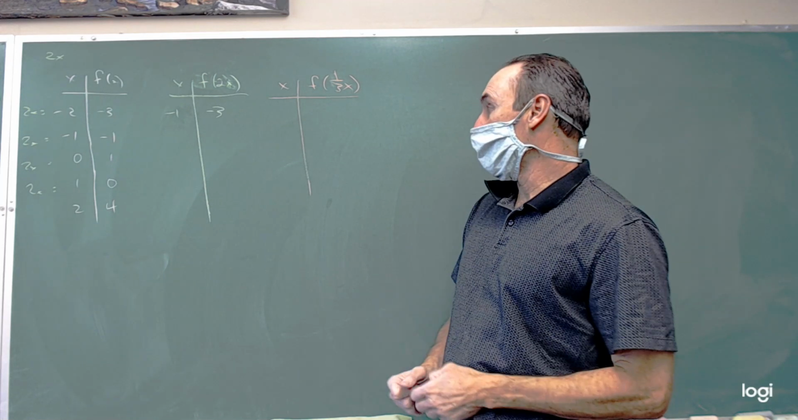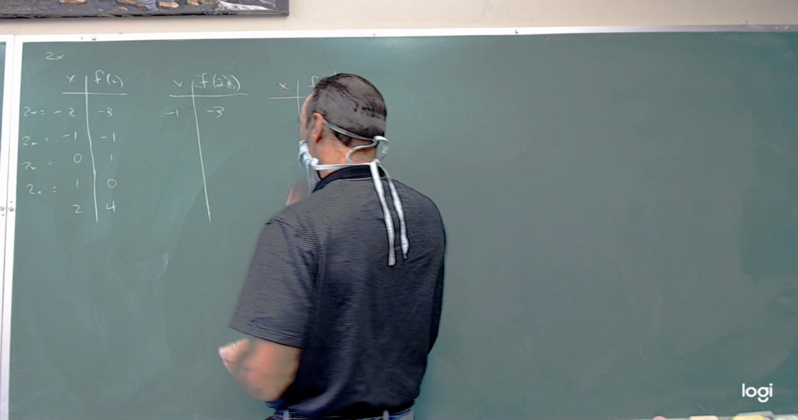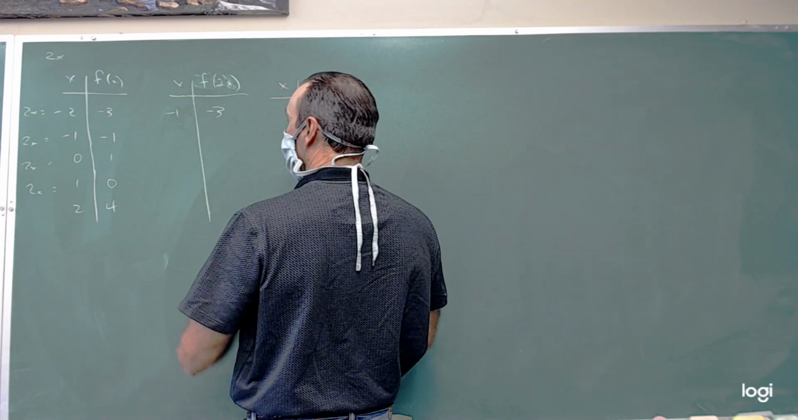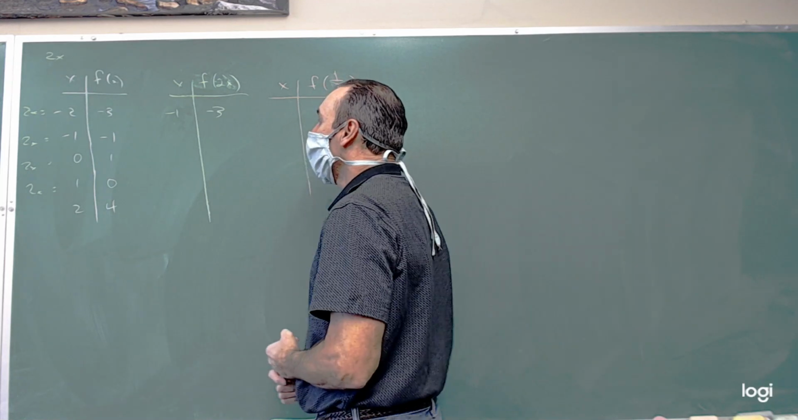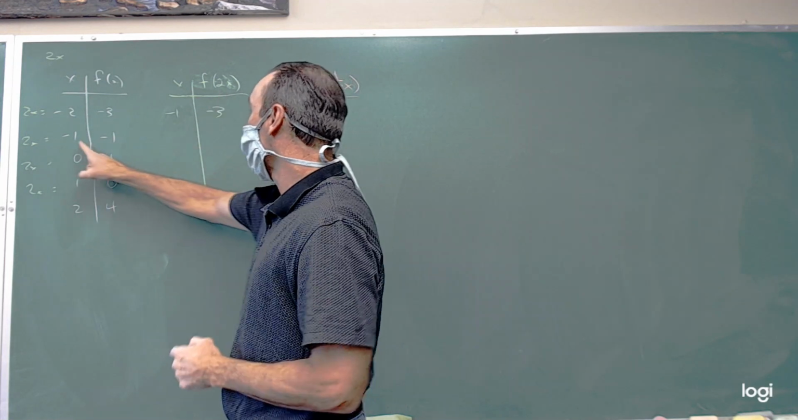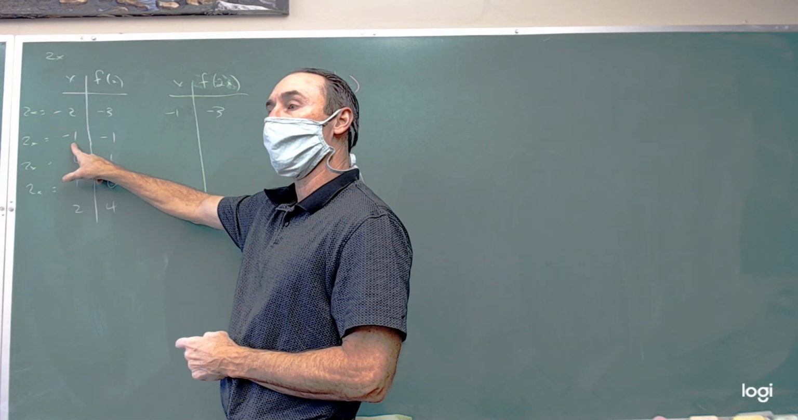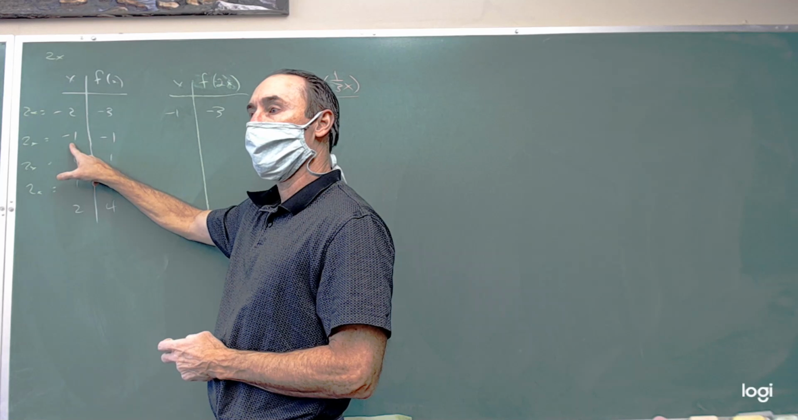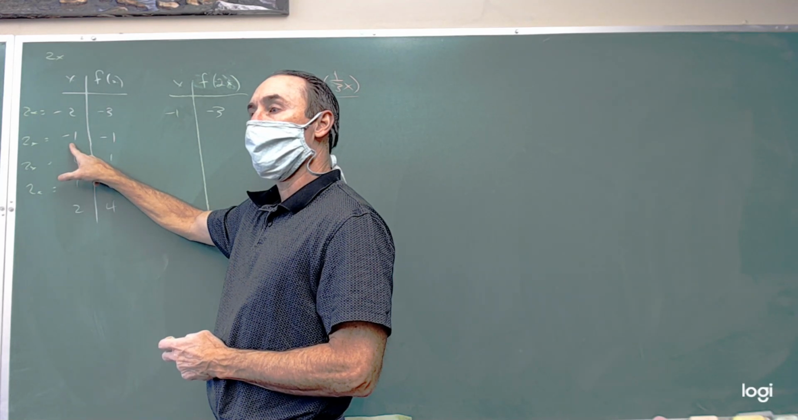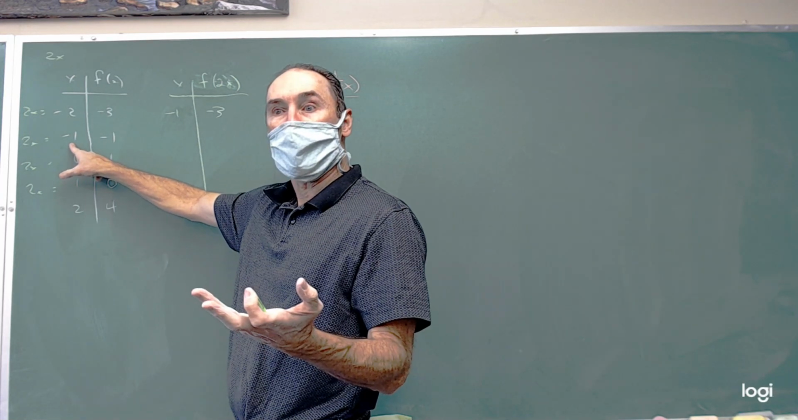Right, so Aaron, what's the next one we're going to plug in? Negative 1. So if we want to eventually evaluate f of negative 1, what value of x do we have to choose? Negative 0.5, or negative 1/2.